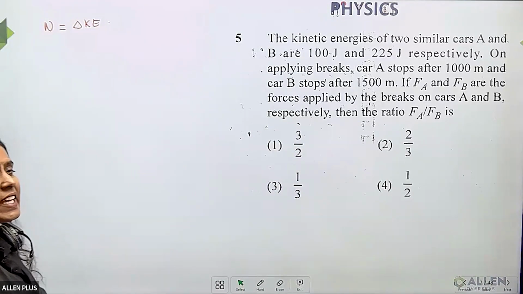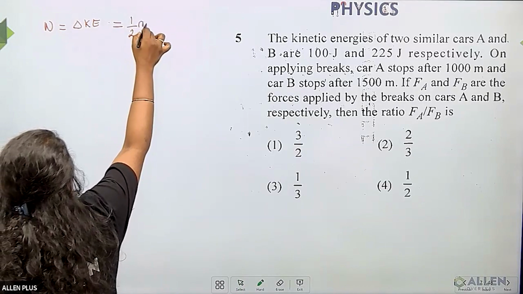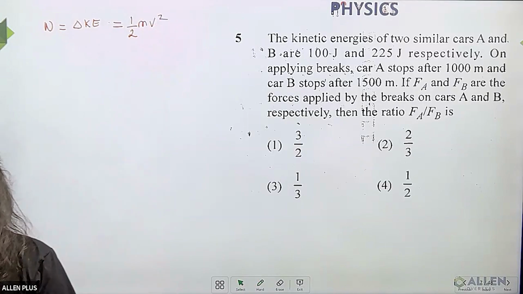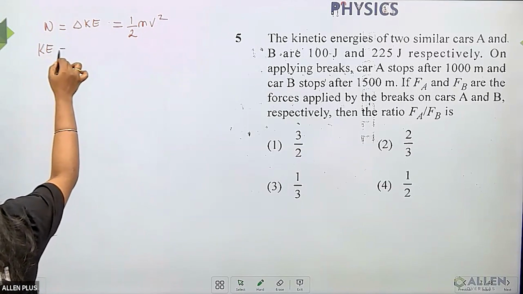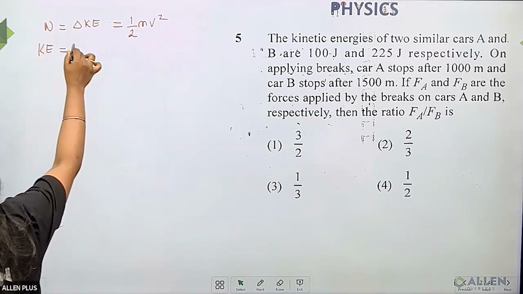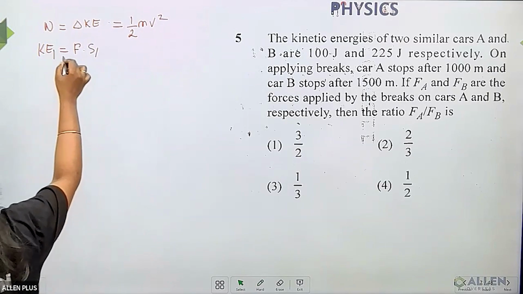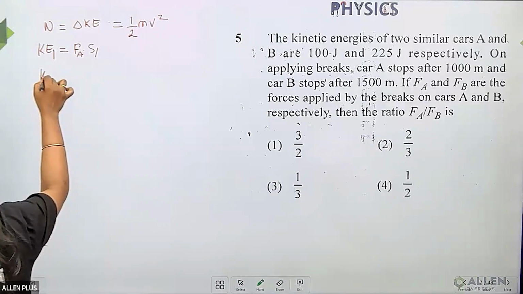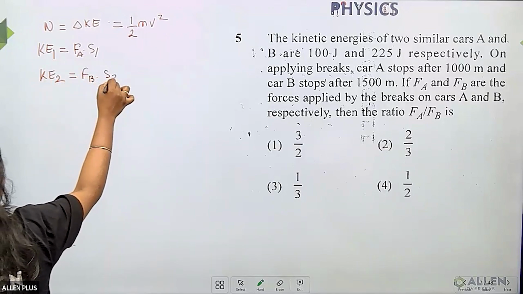So our final kinetic energy is going to become 0. So whatever the change in kinetic energy is, that will be exactly equal to the initial kinetic energy value when we talk in terms of magnitude. Now what is happening? The kinetic energy will be equal to work, right? Force into S1. Kinetic energy 1 will be equal to force A into S1. Kinetic energy 2 will be equal to force B into S2.